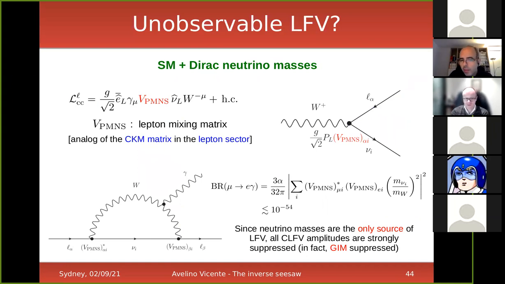However, in some models, this is also something that we have to remember, you expect unobservable lepton flavor violation. For example, in the case of Dirac neutrino masses, the simplest model for neutrino masses, just extending the standard model in the same way as for the other fermions, you end up with this prediction that is super famous. So once you have neutrino masses, the charged current interaction gets modified, and you get a new matrix here exactly as in the quark sector.